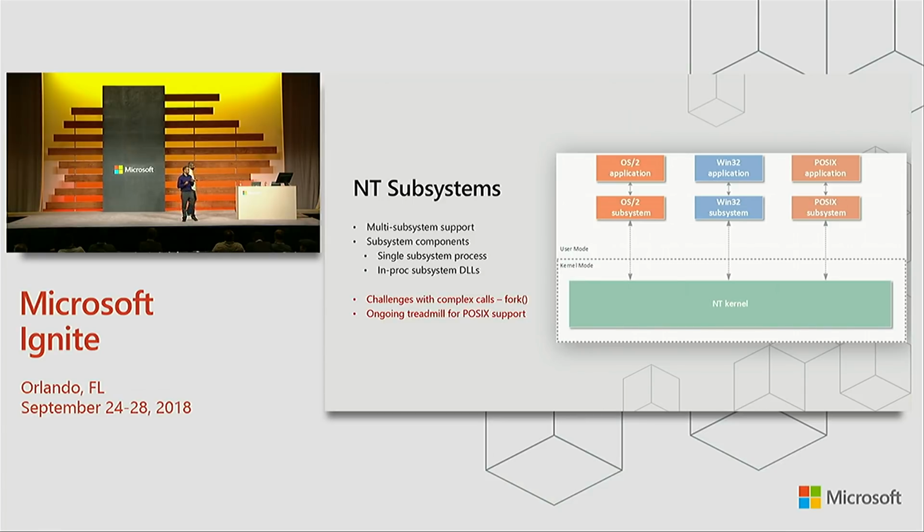Okay, so the NT operating system has always been designed for this notion of subsystems. If you remember way back in the early versions, we actually supported an OS/2 subsystem and a POSIX subsystem. And these typically consisted of an in-proc DLL that implemented the API for that subsystem, and then a subsystem server process that was shared across all the processes in that subsystem.